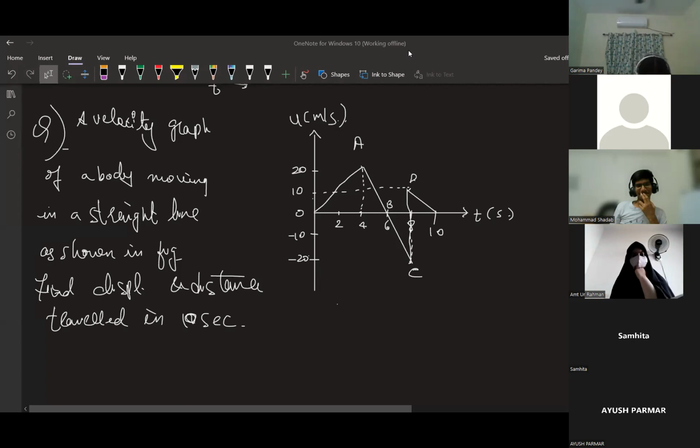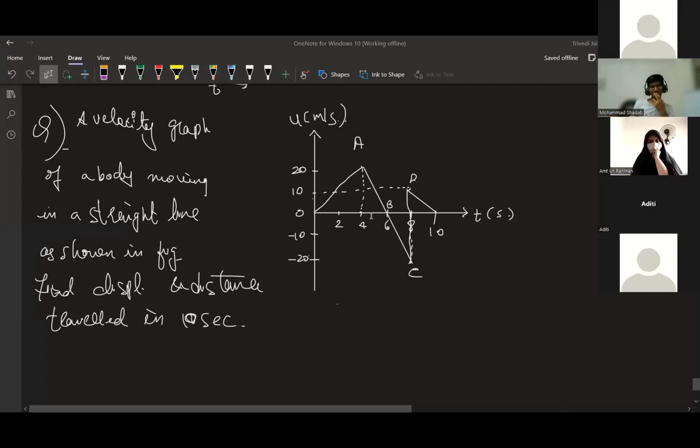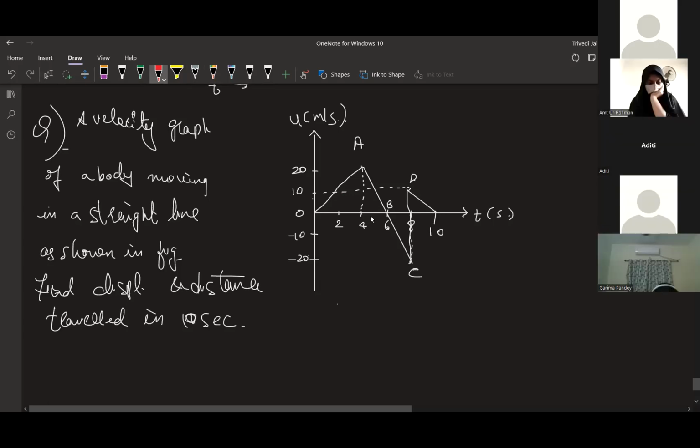Okay then, let me give you a small hint about this. See, find out this area 2, area 3, area 4. Add all for distance. Now subtract the third area from all these 3 for displacement. That's it.